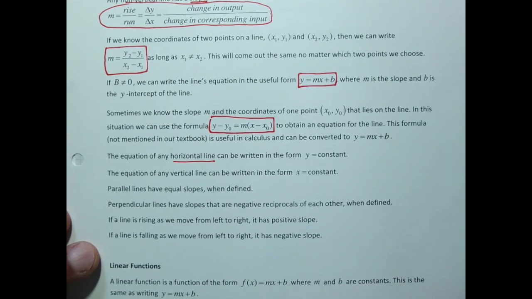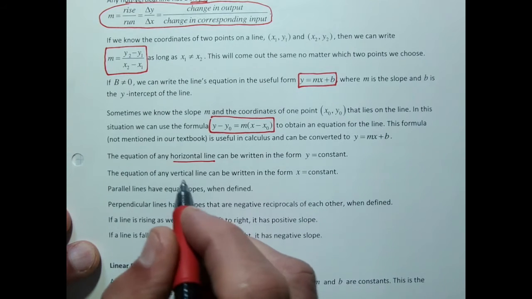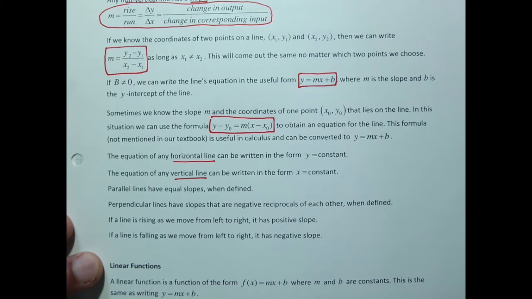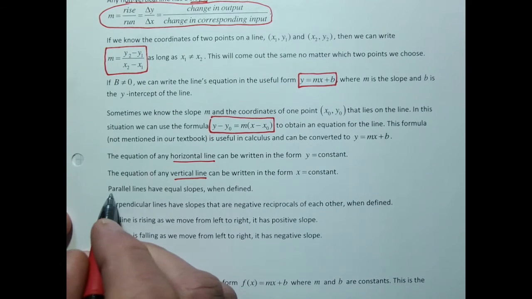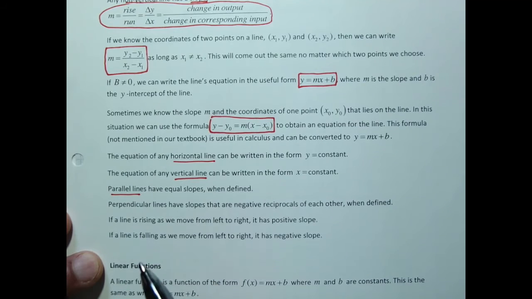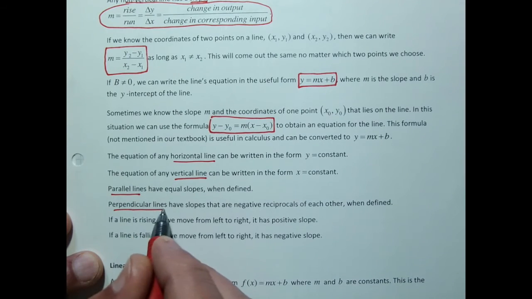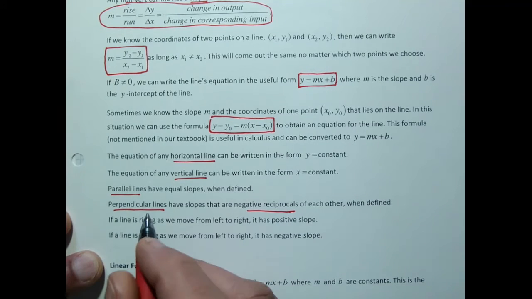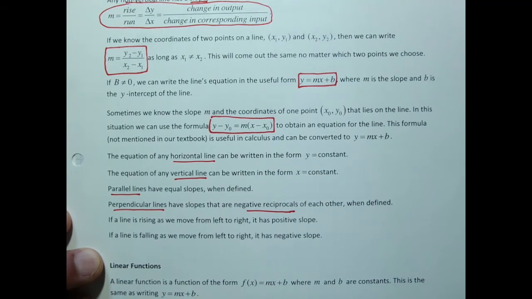The equation of any horizontal line can be written in the form y equals a constant. The equation of any vertical line can be written in the form x equals a constant. Parallel lines have equal slopes. Perpendicular lines have slopes that are negative reciprocals of each other. Perpendicular lines meet at right angles, like the corner of a sheet of paper.